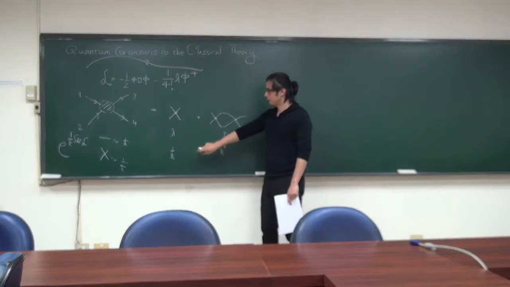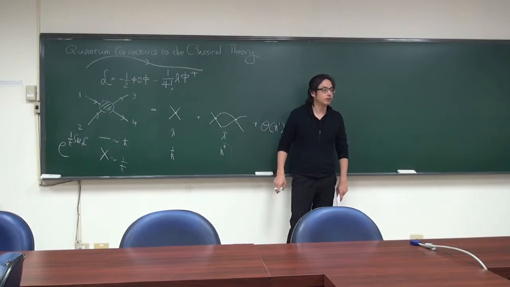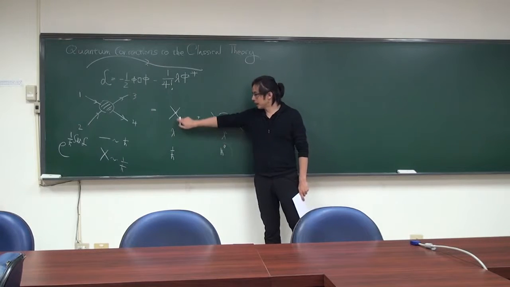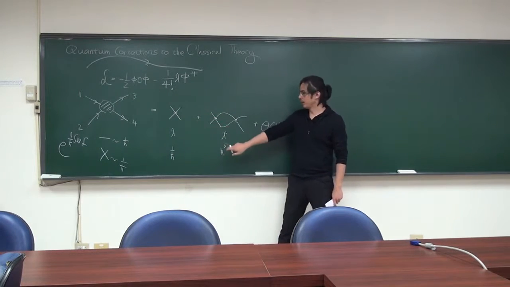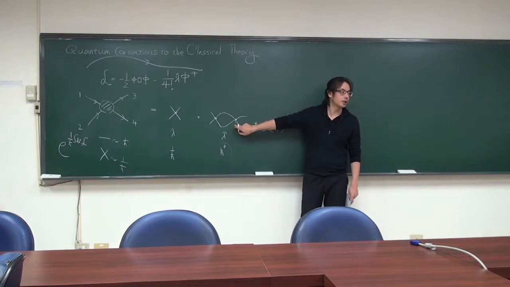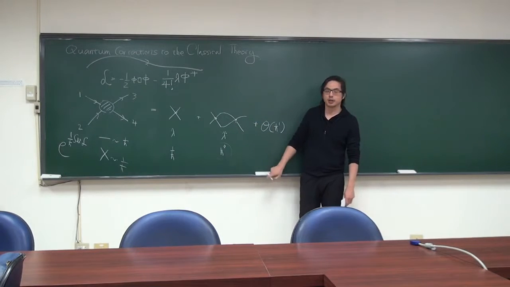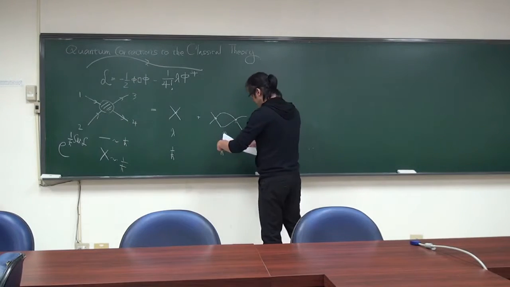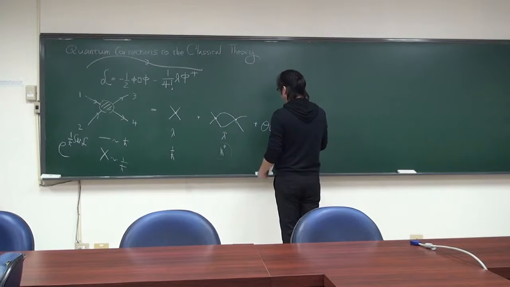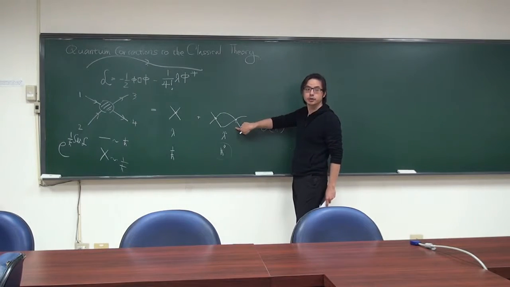Since h bar to the 0 is the classical part, this is a classical interaction, and we're going to have the quantum interaction, which starts at h bar to the 1. So let's see what this interaction is. Today we're going to compute this quantum correction.